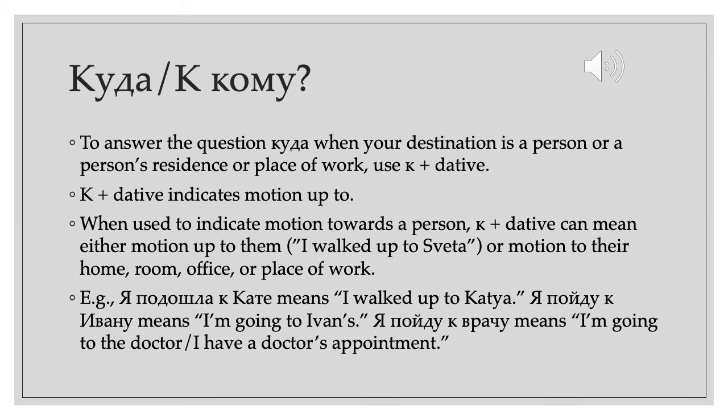And once again, it can indicate that you walked up to them, or it can mean that you went to their home, their room, their office, their place of work, anywhere where they are located. You're orienting yourself in reference to them. So, я подошла к Кате means I walked up to Katya. Подойти is to walk up to something. Я подошла к Кате. I walked up to Katya. I saw her walking across campus, and I went up to her. Я пойду к Ивану means I'm going to Ivan's. Probably you're going to his house or his apartment or something. Я пойду к врачу means I'm going to the doctor or I have a doctor's appointment.